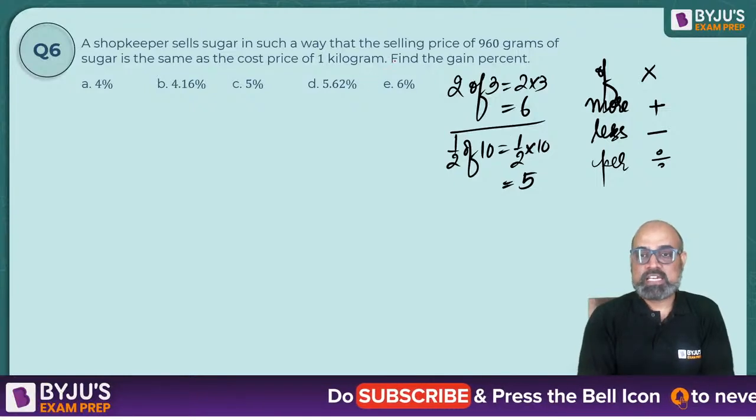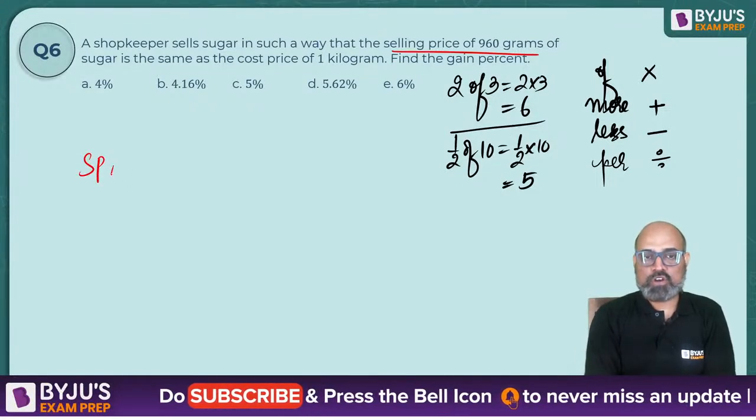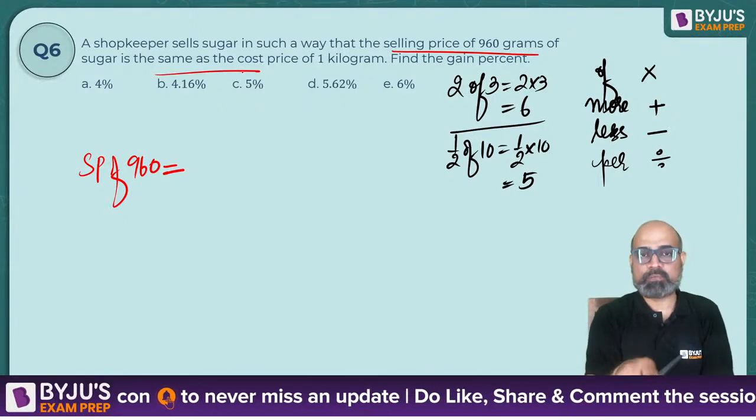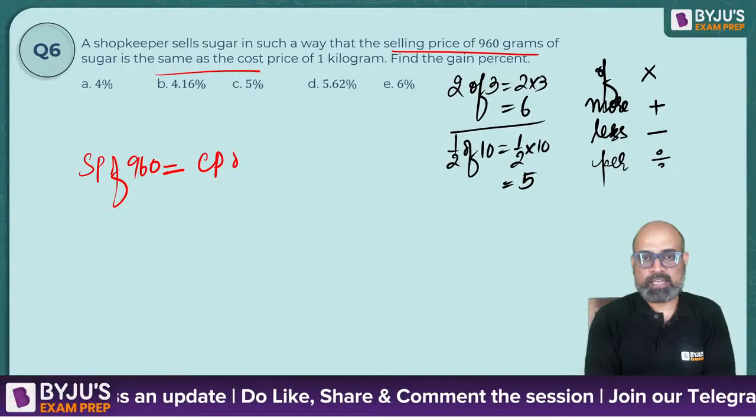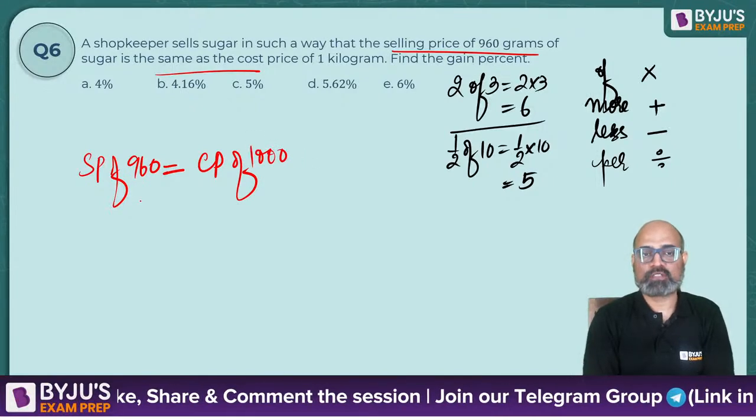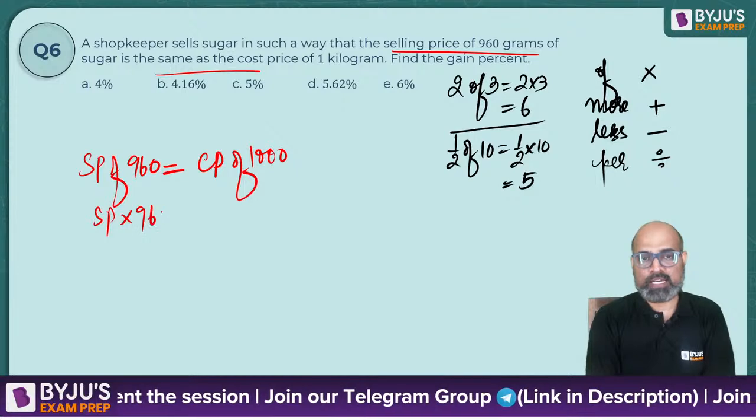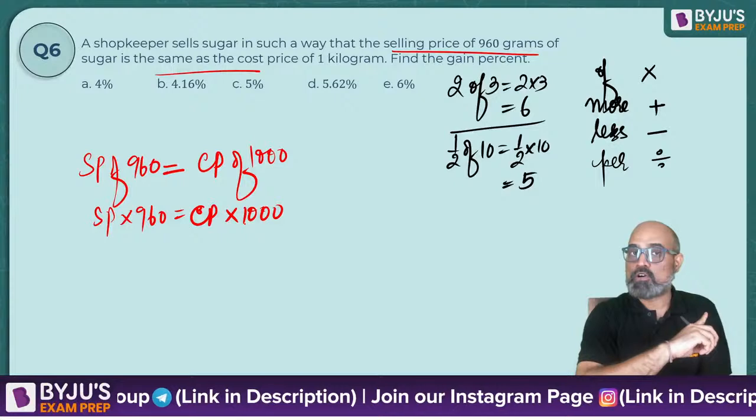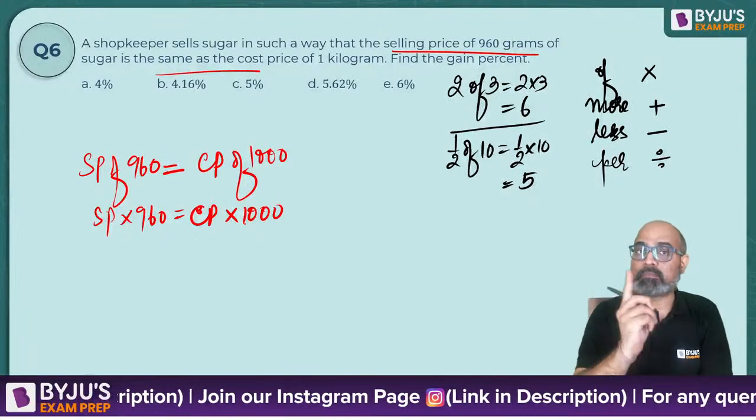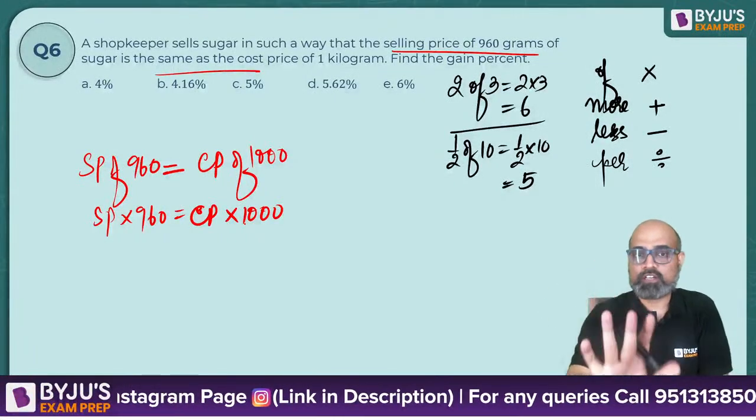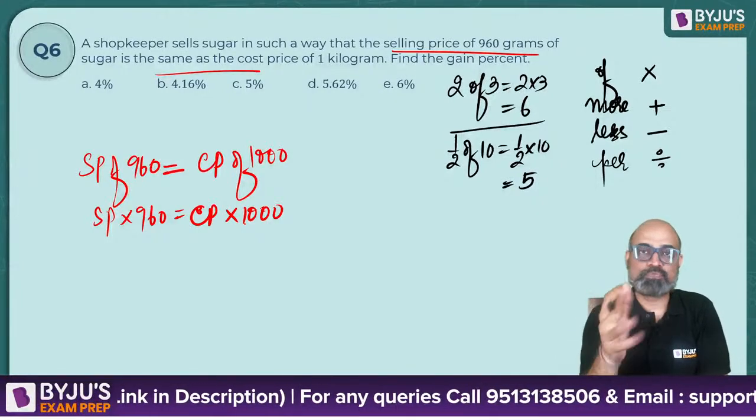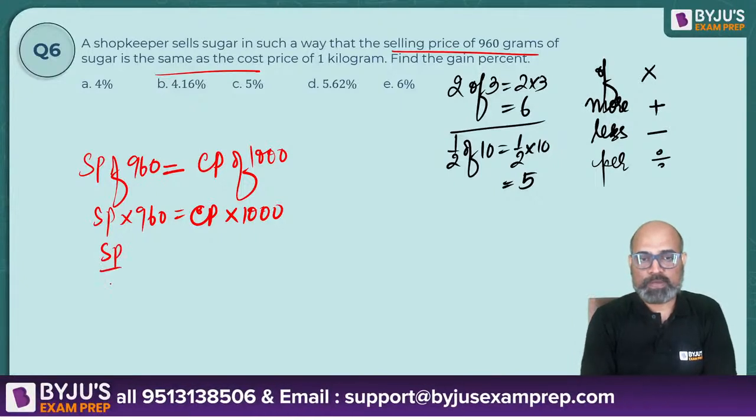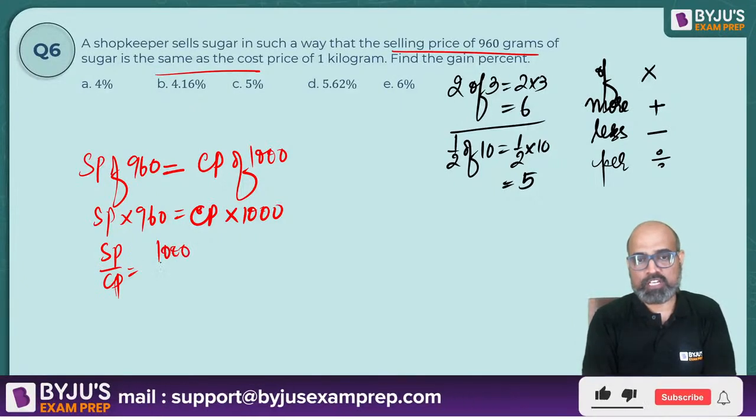ऐसे, selling price of 960 grams is same as, मतलब, equal to cost price of 1000 grams. SP into 960 is equal to CP into 1000. Now अगर आपको याद होगा तो आपको SP by CP चाहिए, by hook और crook. इधर अपने ने hook और crook यूज किया, मतलब जुगाड़. Off is multiplication, लिख दिया. So SP by CP will become 1000 upon 960.